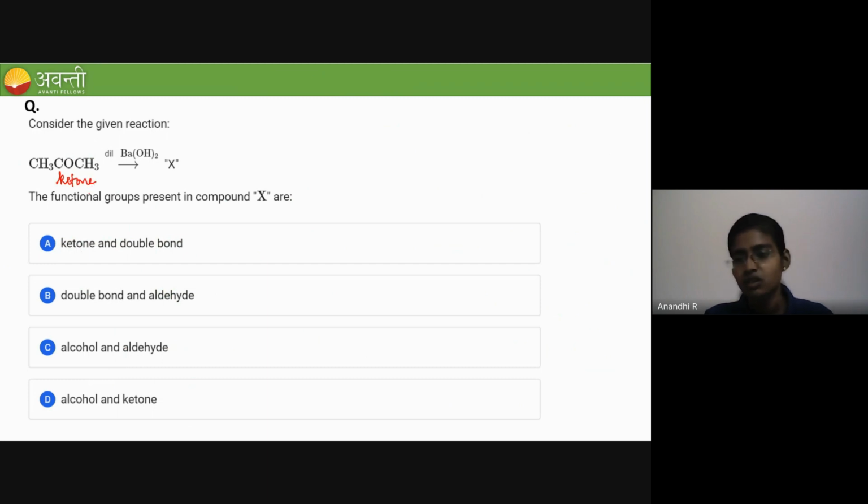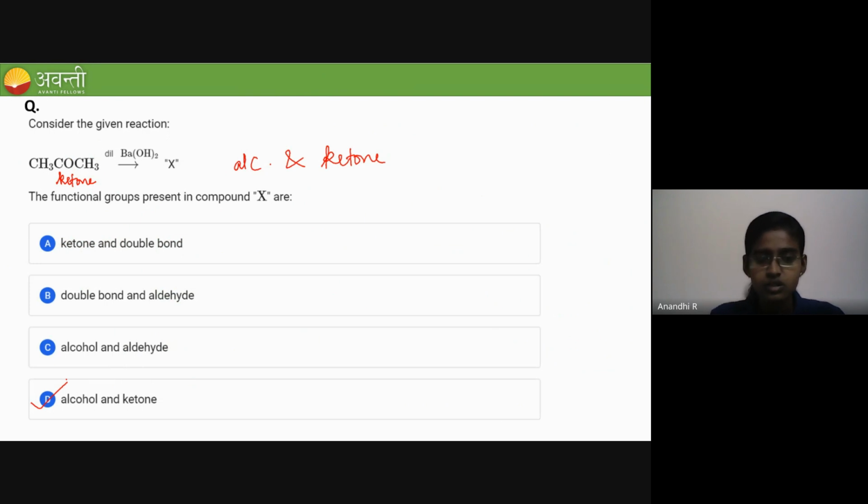Whatever might be the compound, it can be an aldehyde or it can be a ketone. Ketone also contains alpha hydrogens, right? So the reaction occurs there. And before the final product, a compound X forms. And that compound X has an alcohol part and a ketone part. Very good, students. So option D is the correct answer. Okay.